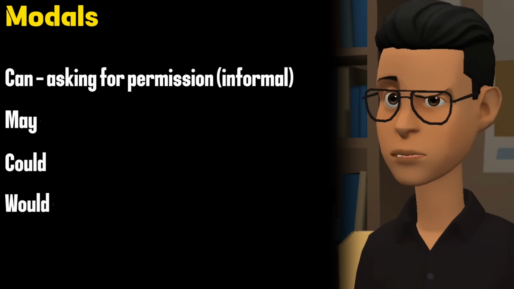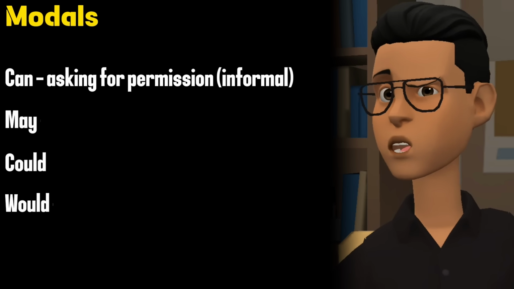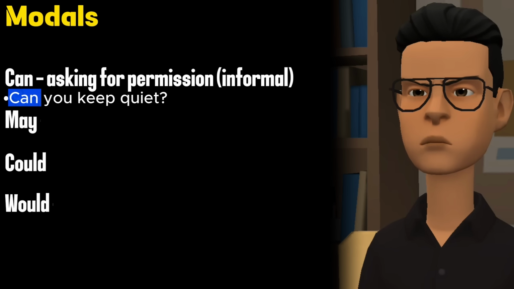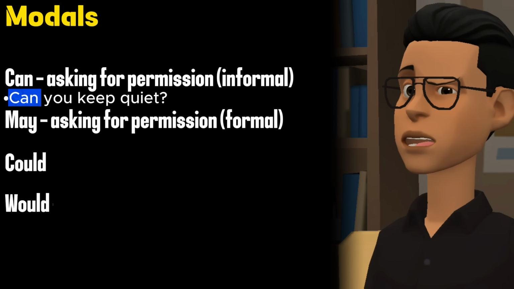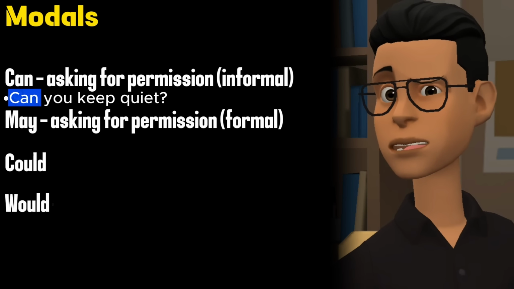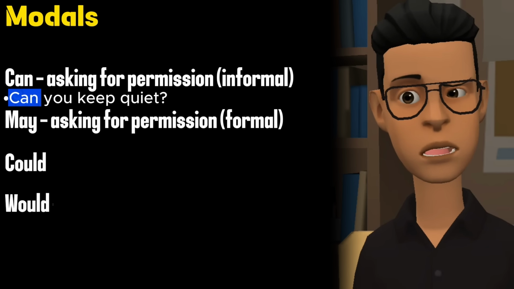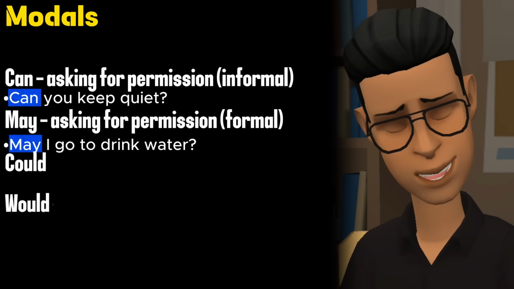Can is used if the permission is asked informally. For example, can you keep quiet? May is used when it is used formally, when the question is to some respected person. For example, may I go to drink water?